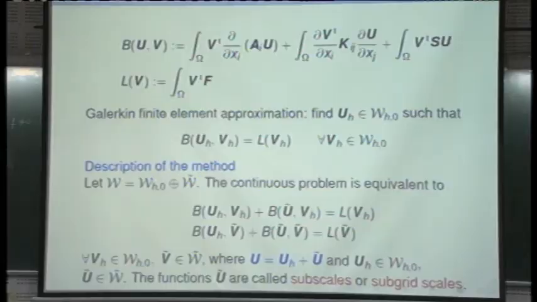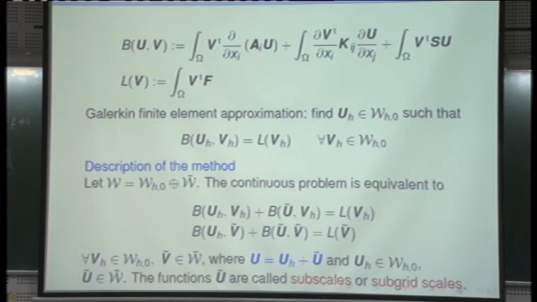So what to do if it doesn't work? That's the idea of the so-called variational multiscale method that I'm going to explain now, the subgrid scale concept, if you want. The name that has become popular is variational multiscale. The idea is very simple. Let's write the original equation as follows.